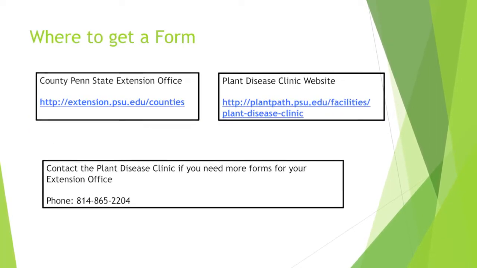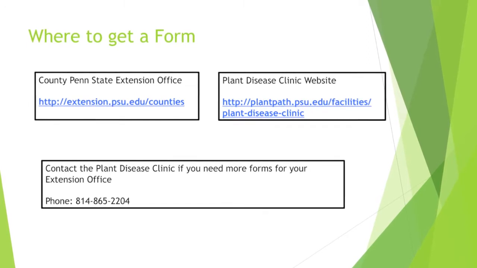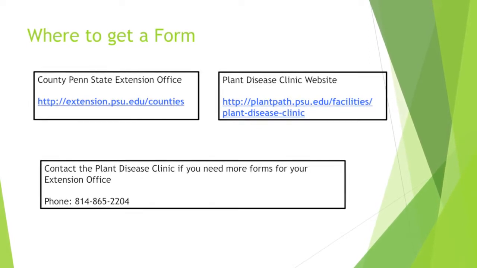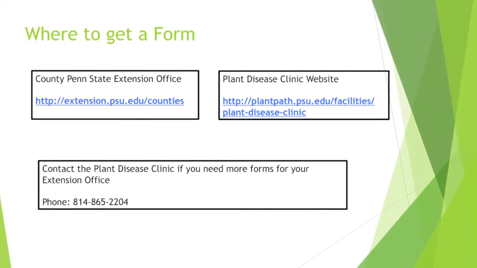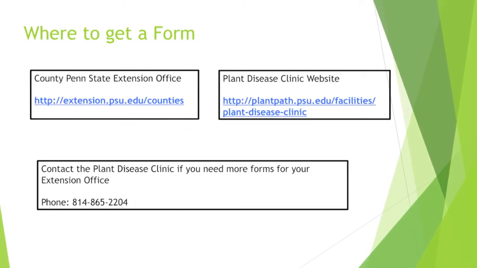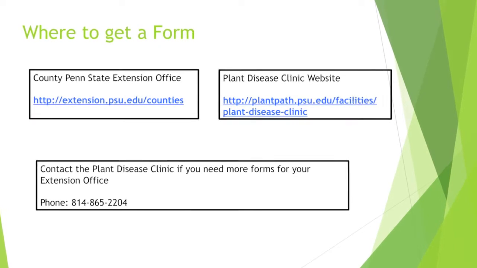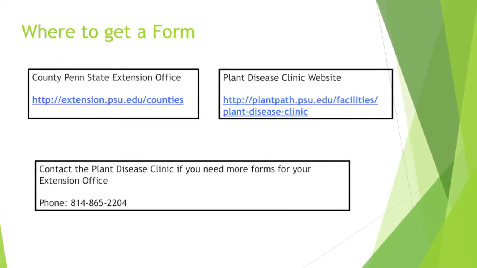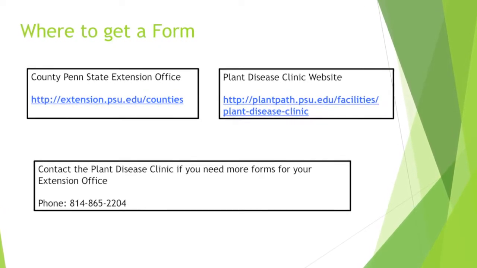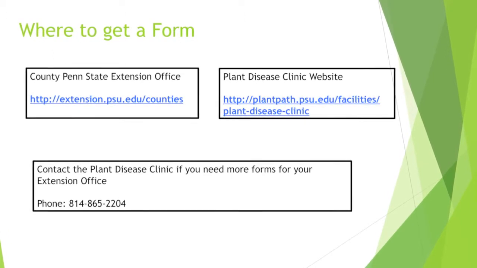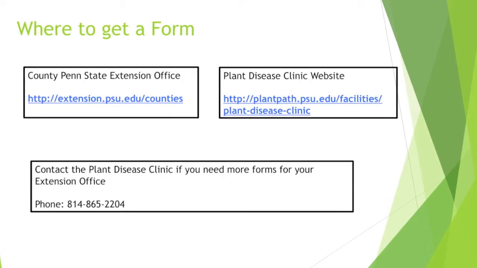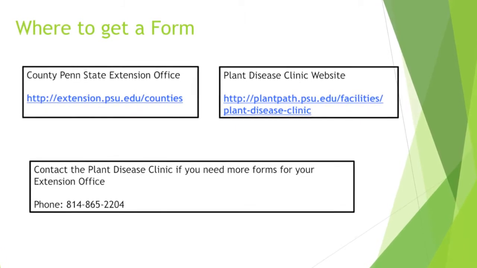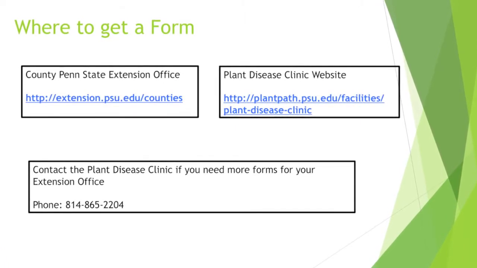You can get a copy of the specimen information form at your county's Penn State Extension office. To find your county's office, you can go to the website extension.psu.edu/counties. You can also find a PDF of the form on the Plant Disease Clinic website. You can type the information into the form and print it out to send in with your sample. If you are working in a Penn State Extension office and need more copies of the form, you can contact the Plant Disease Clinic for more copies.